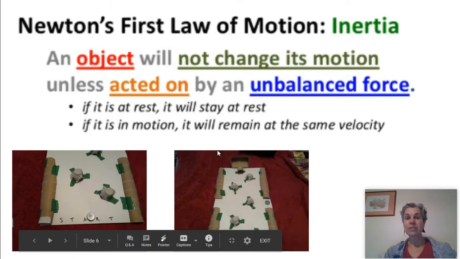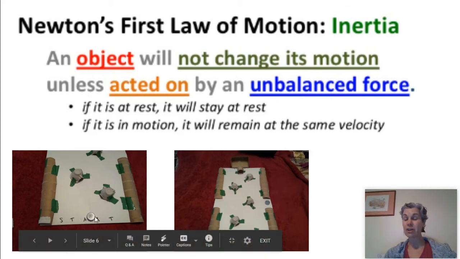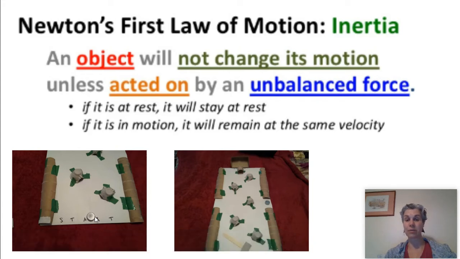So then you have Newton's first law of motion. This is about inertia. So it says an object will not change its motion unless acted upon by an unbalanced force. So if an object is at rest, it will stay at rest. If it's in motion, it will remain at the same velocity. So you could see here, this object right here, it's on the start. Unless I apply force, it is just going to stay on the start. It is not going to move.